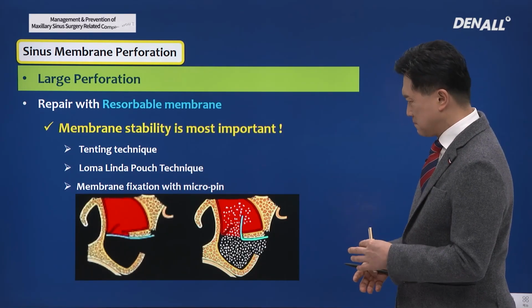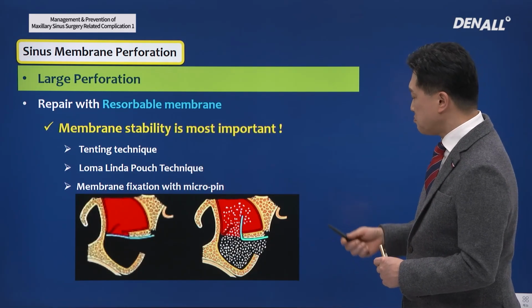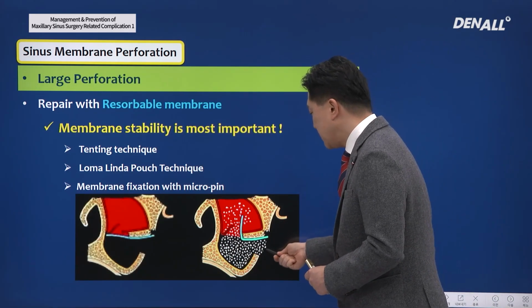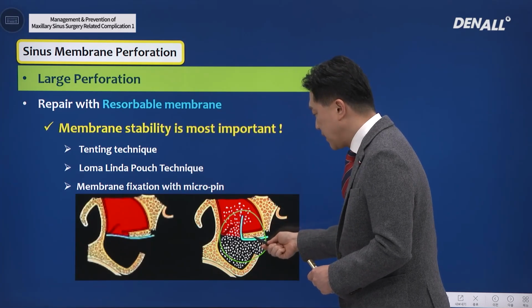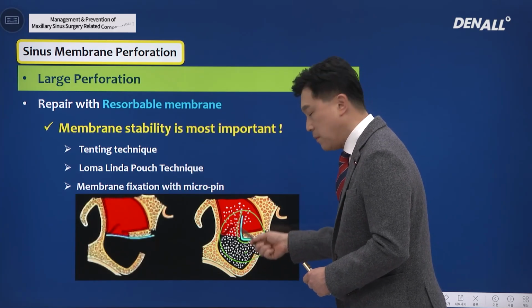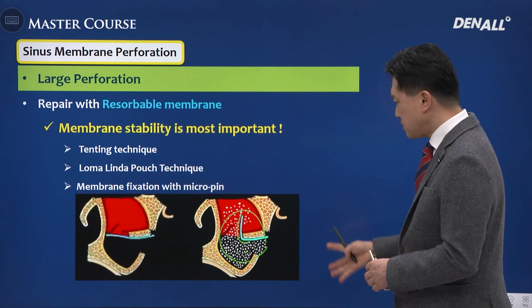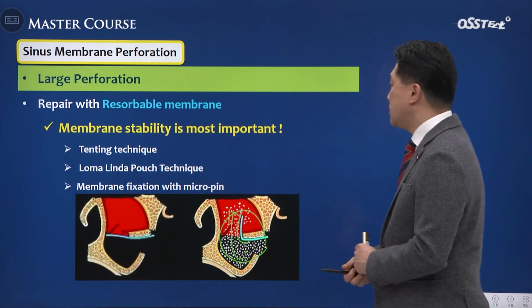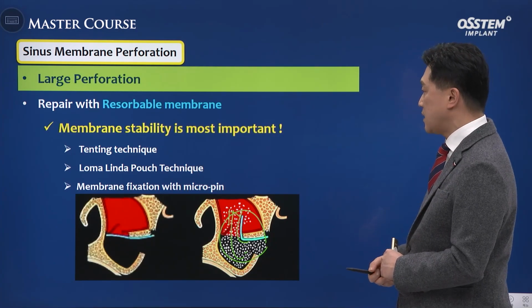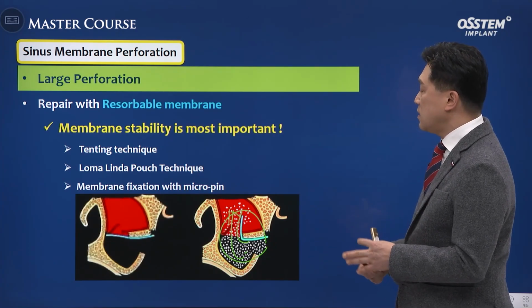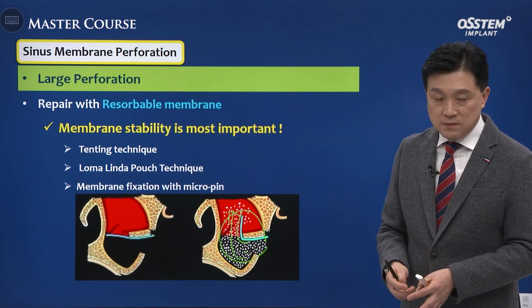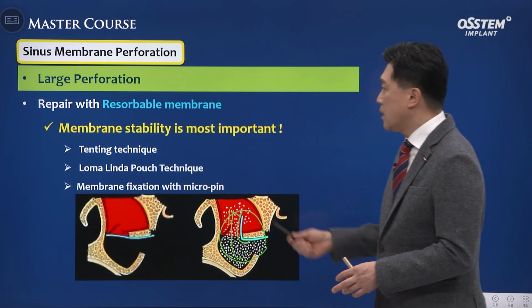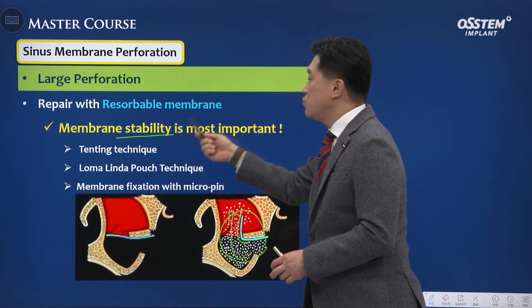When you do repair using membrane, the stability of membrane is very important. If it is bent, then you will not be able to manage the perforated area properly and graft materials can go into the sinus. Hence, when addressing a large perforation with resorbable membrane, membrane stability is most important.